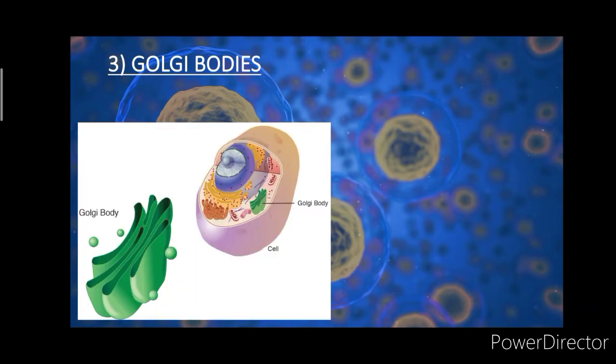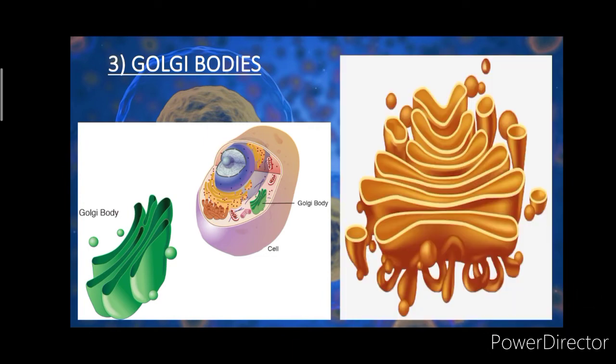Now this is a picture of an entire cell, in which this green colored portion is the Golgi body, which is enlarged and shown here. This is how a Golgi body looks. Golgi bodies are made up of several flat, hollow sacs, packed one above the other or one next to the other.